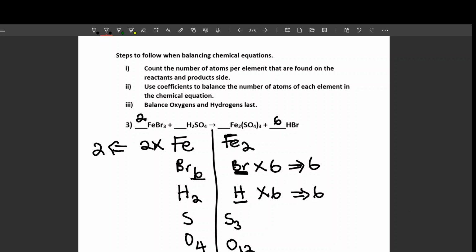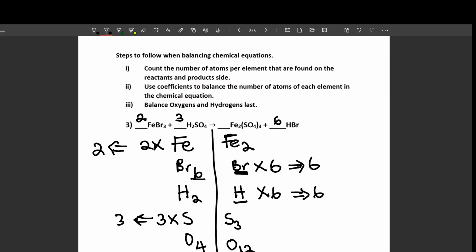Okay, let's see what else we have. We can go on and balance our sulfur, because see how we have S3, S1. Let's balance that out. We can multiply this sulfur here by 3, then that gives us 3 sulfurs. But again, see how there are other elements in this compound. So when I put a 3 here, I'm not just multiplying the total number of sulfurs by 3. I'm also multiplying the hydrogens by 3, and the oxygens by 3 as well.